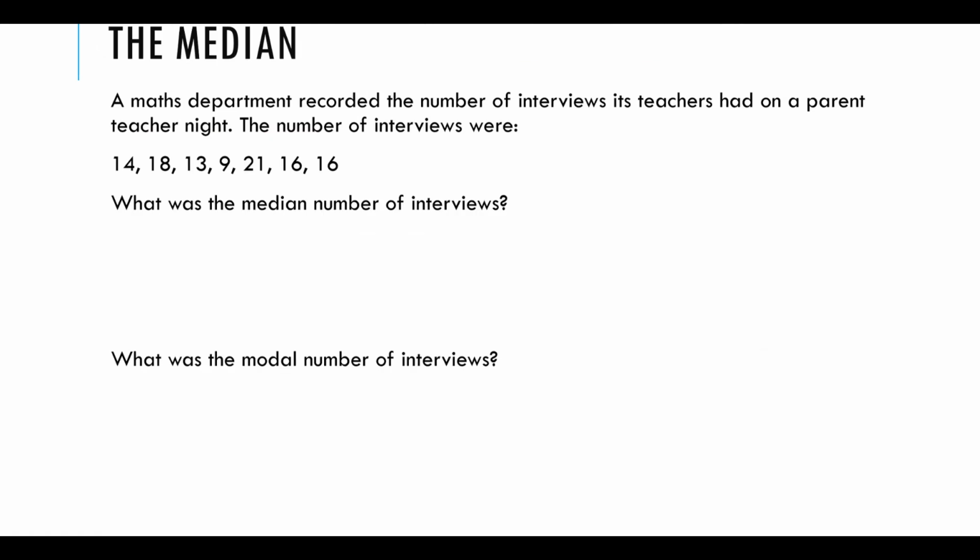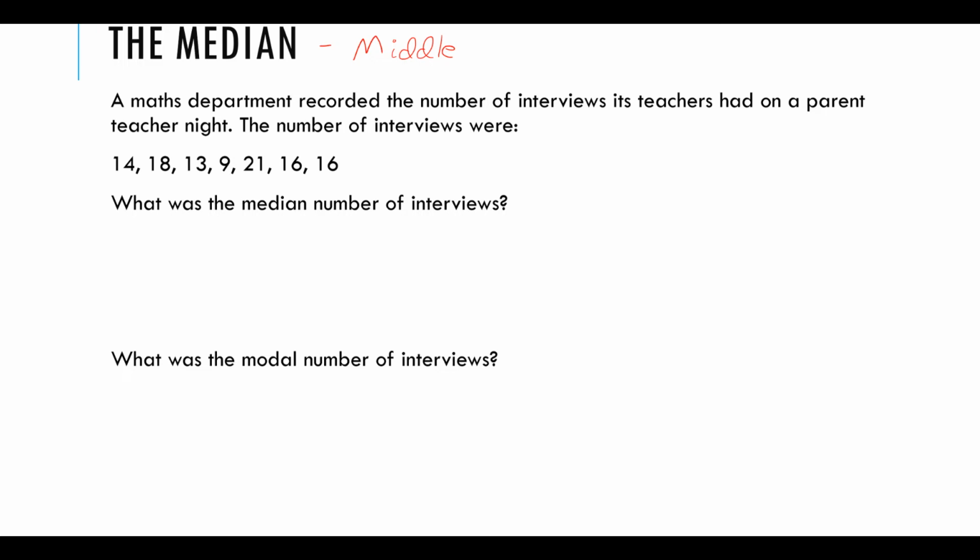The page after this is about the median. The median is the thing in the middle, so the piece of data in the middle. Once again, it's a measure of location because we think, well, most of the pieces of data perhaps will be around about the middle. So the example here says a maths department recorded the number of interviews that its teachers had on a parent-teacher night.